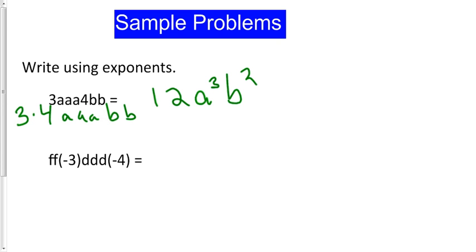And I can do the same with the second example here. I'm going to multiply these two together first. Negative 3 times negative 4 is positive 12. I have two f's, so 12f squared, 3 d's, d to the 3rd.